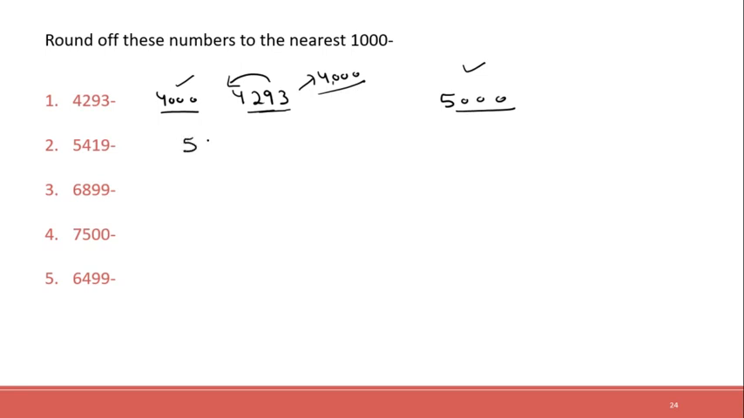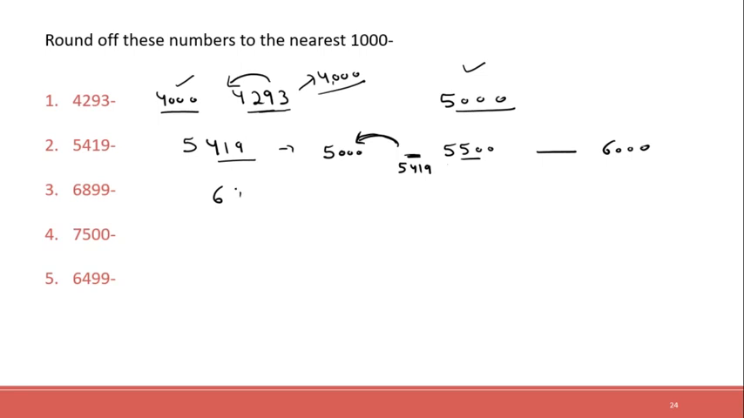Similarly, if it is written 5419, then this 419 is lesser than 500. That means we will round it off to the previous thousand. That means 5000, because it is somewhere here, and here it is 5500 and then 6000, right? So this 5419 must be somewhere here, because it is lesser than 5500, right? So we will round it off to the previous thousand.